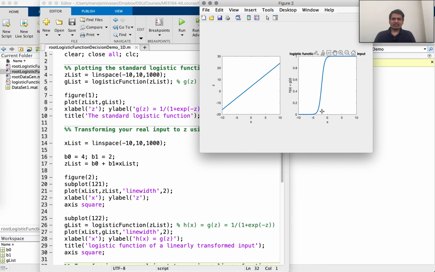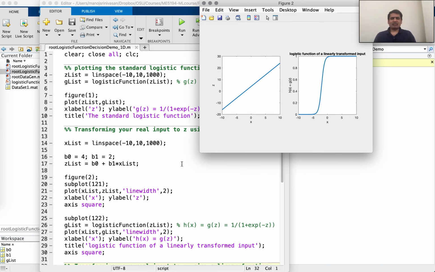It's centered about the x value where z equals 0. When z equals 0, this point, that's exactly when the probability g becomes 0.5. Z equals 0 corresponds to g equals 0.5. It's where the transition happens from 0 to 1, or probability less than 0.5 to probability greater than 0.5. Okay, so that's if you have a linear relationship between z and x.